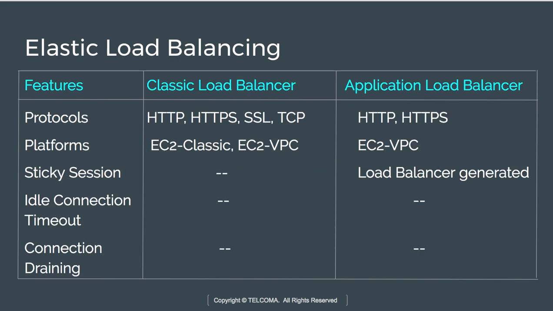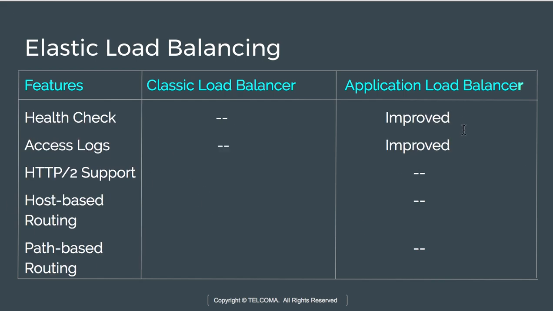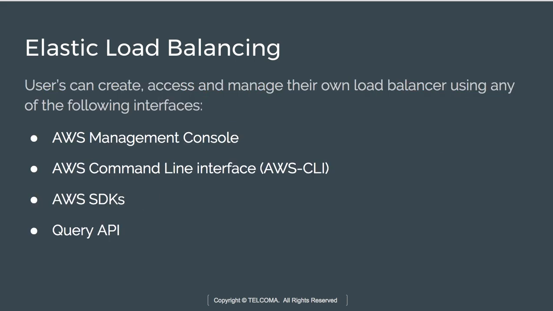Let's see the difference between the two, the classic load balancer and the application load balancer. The application load balancer supports HTTP and HTTPS only, whereas the classic load balancer supports SSL and TCP also. The platform for classic is EC2 classic as well as VPC, whereas application supports VPC only. Sticky session load balancer generated. Health check is improved in this, and access logs are also improved in this.